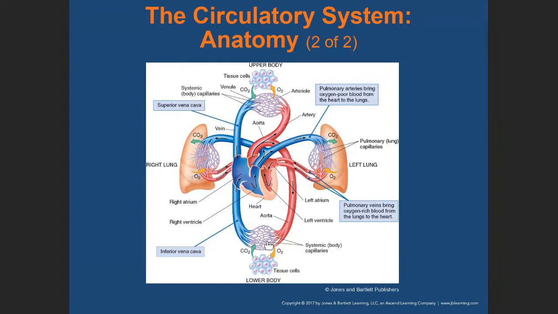At that point, oxygen leaves the systemic capillaries and enters the cells, and the cells give up CO2, which enters the systemic capillaries. So now the cell has the oxygen that it needs to metabolize. The blood now becomes deoxygenated again.